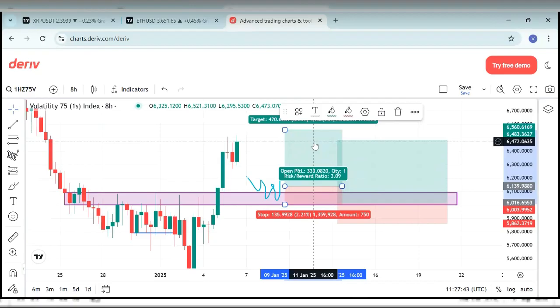So 3 minus 1 is 2. Now I'll be left with 2. That's how I manage that trade. Let's say, for instance, I reached $10 in the other trade that I lost.